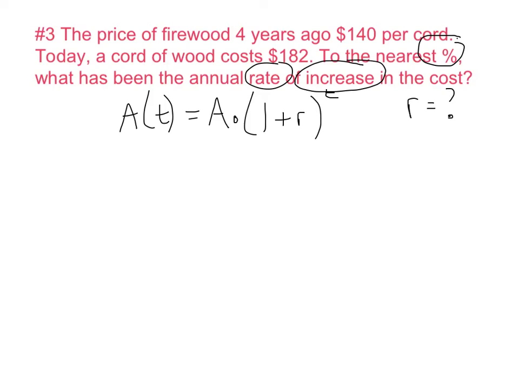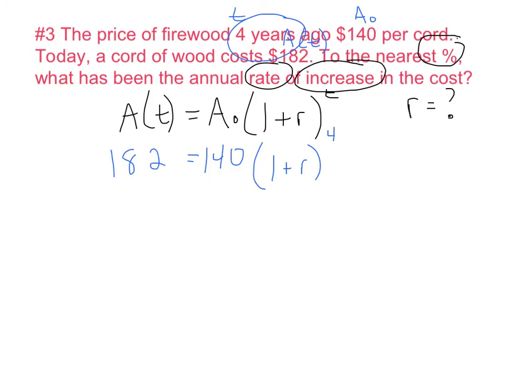We haven't had one of these. r is the question mark. Well, tell me everything I know. I know the initial amount. It's $140. Put it right there. Do I know the new amount? Yeah, it's 182. That's the new amount. Do I know the rate? No, but do I know how long it took to get there? Oh yeah, it says 4 years. That's t. So put a 4 here.